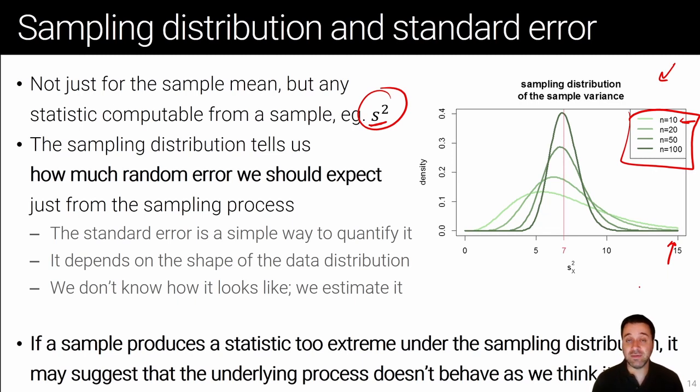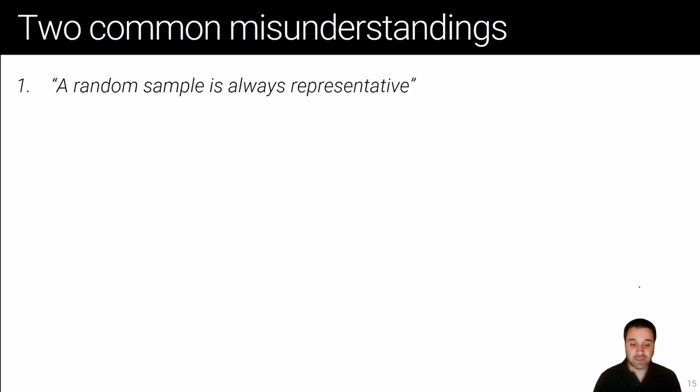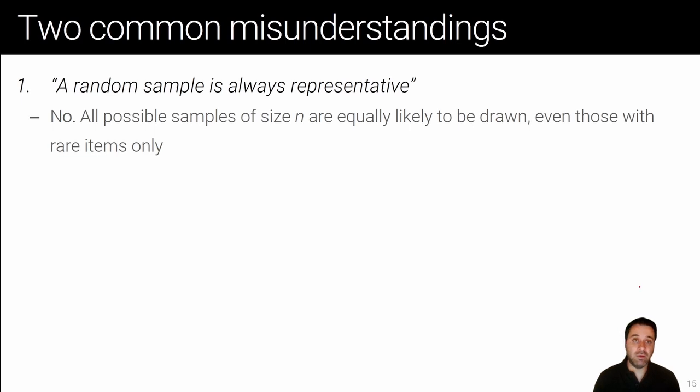So everything in statistical analysis is about comparing what we expect given certain hypotheses and what we actually observe. And from there, we're going to be able to say whether there are effects or not. Let me just continue to a couple of misunderstandings that we see very often. The first one says that a random sample is always representative of the target population. Well, no. If you think about it, all samples of size n are equally likely to be drawn, even those that have very rare items, or even those that have observations that are very unlikely under the population.